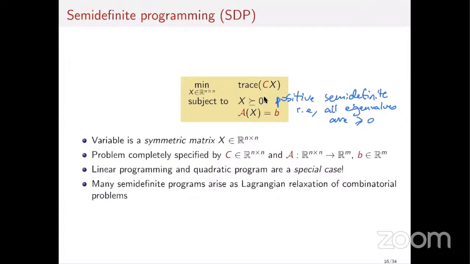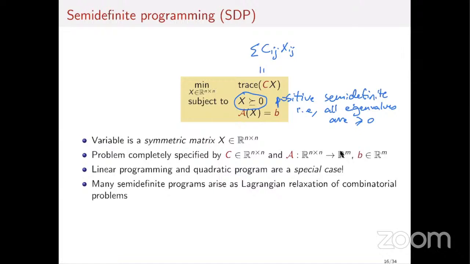You have some additional linear constraints on X, and you want to minimize a linear function of X. This is just the sum of C_ij X_ij. So it's just given by C, A, and B. C is a symmetric matrix, A is a certain linear map from symmetric matrices to R^m, and B is the right-hand side in R^m.